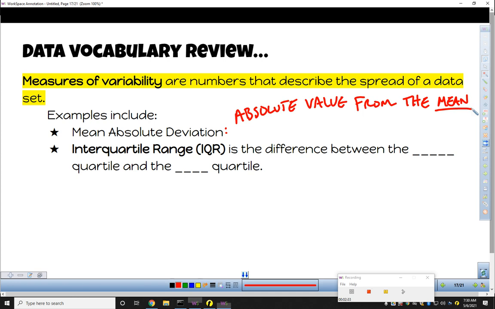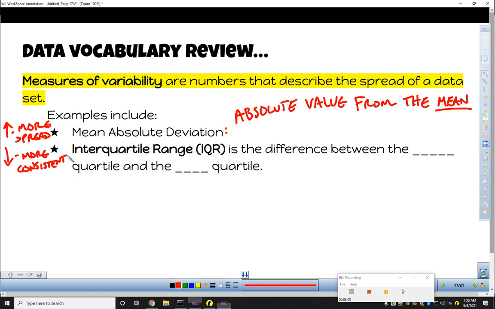Obviously, a higher MAD would be more spread. That means that the numbers are very spread out. Whereas a lower MAD would mean that they are more consistent. More consistent, less spread.